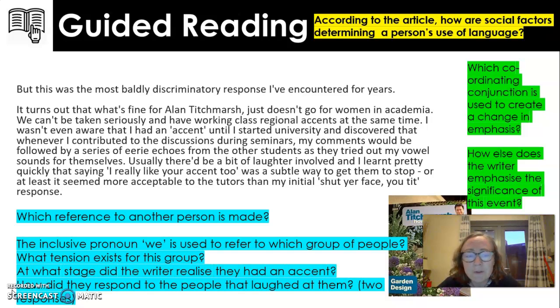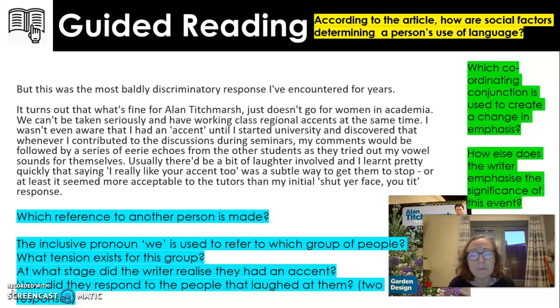Usually there'd be a bit of laughter involved, and I learnt pretty quickly that saying, "I really like your accent too," was a subtle way to get them to stop. Or at least it seemed more acceptable to the tutors than my initial "shut your face, you tit" response. Okay, so again, we're developing anecdotal elements of this opinion and bringing in some other features as well.